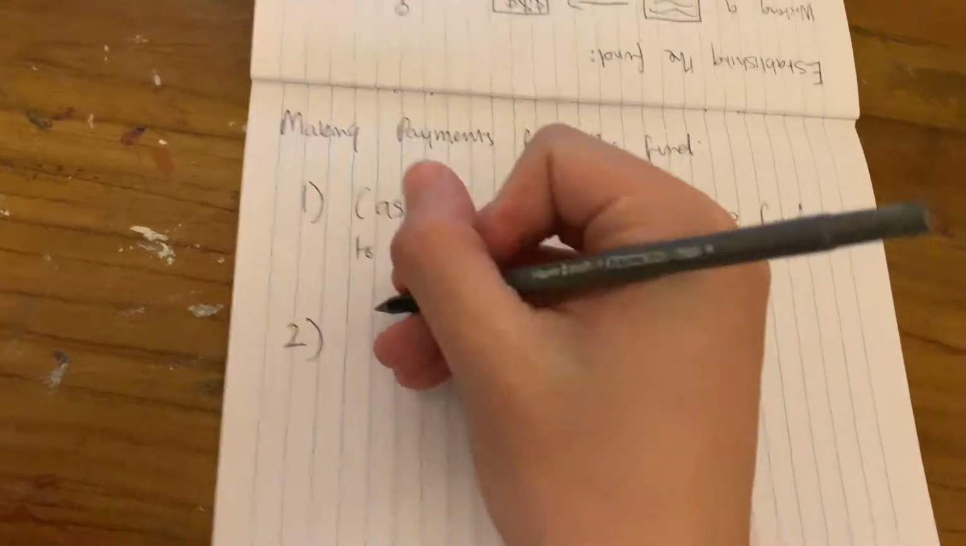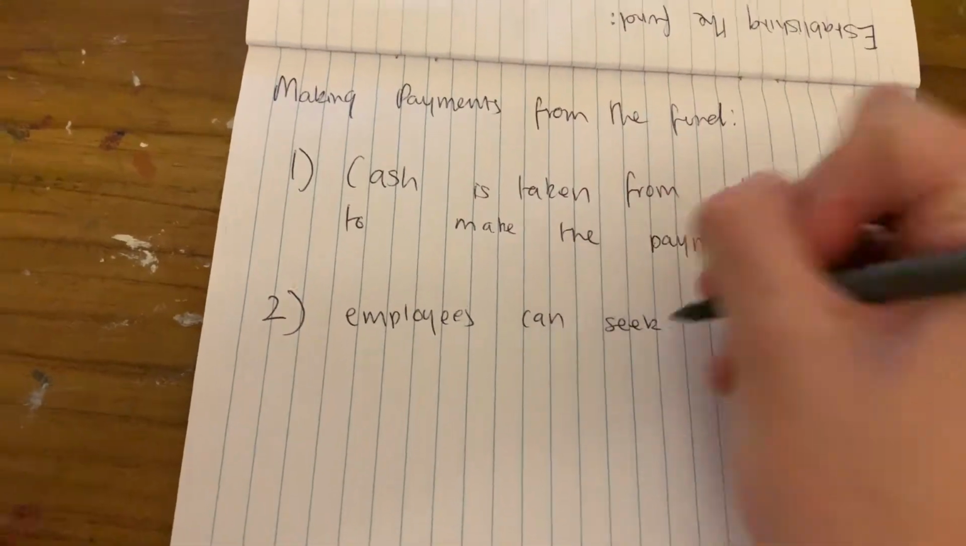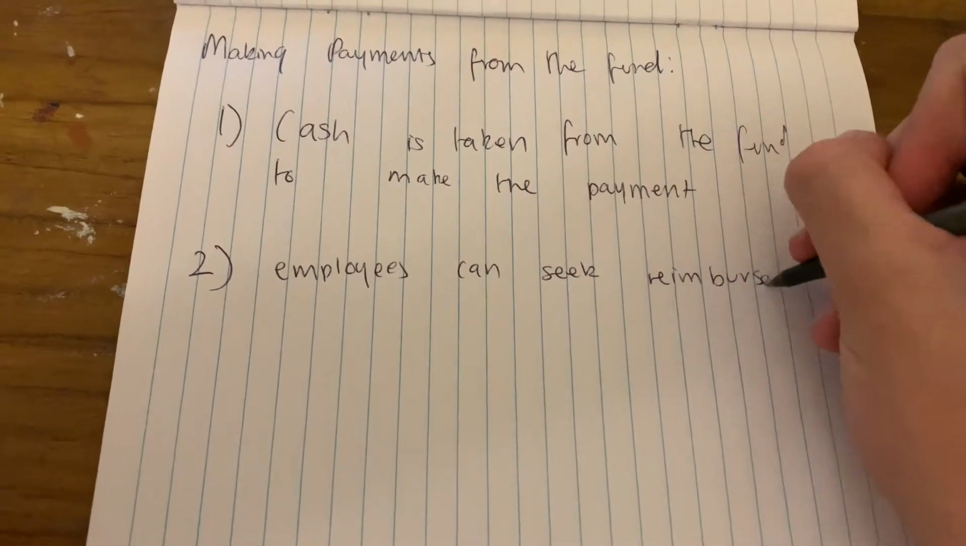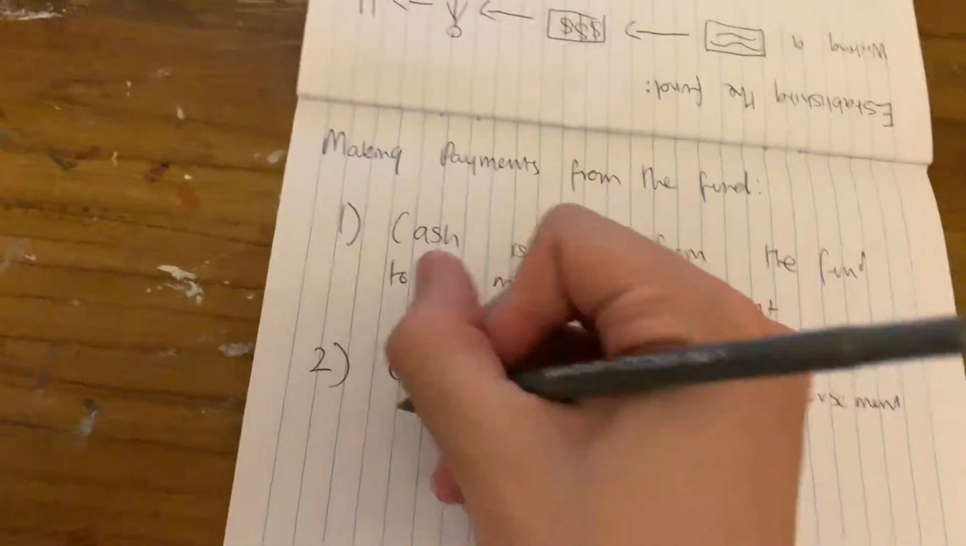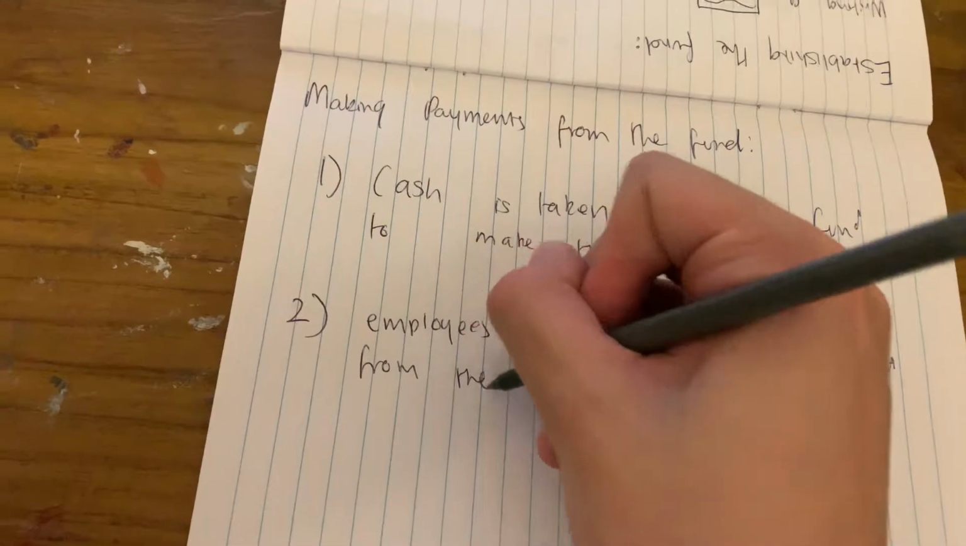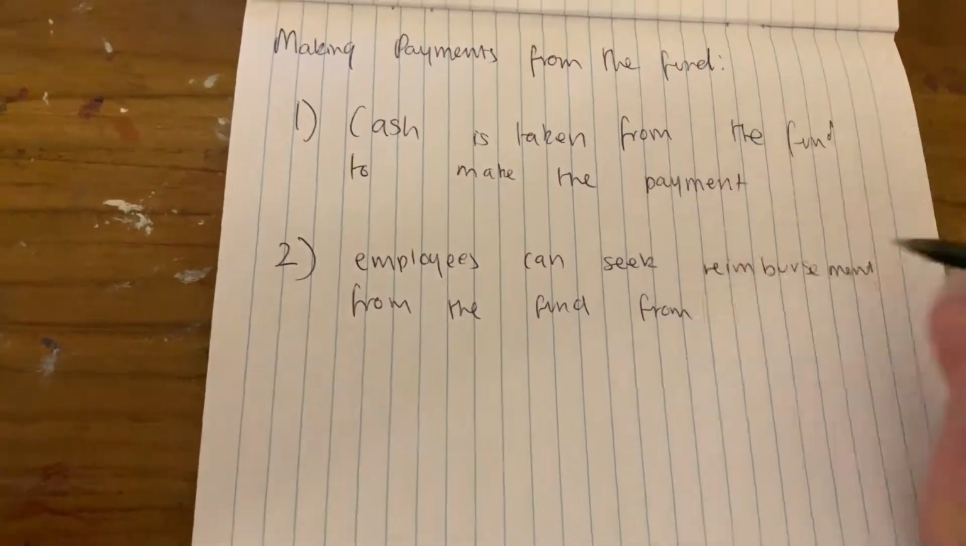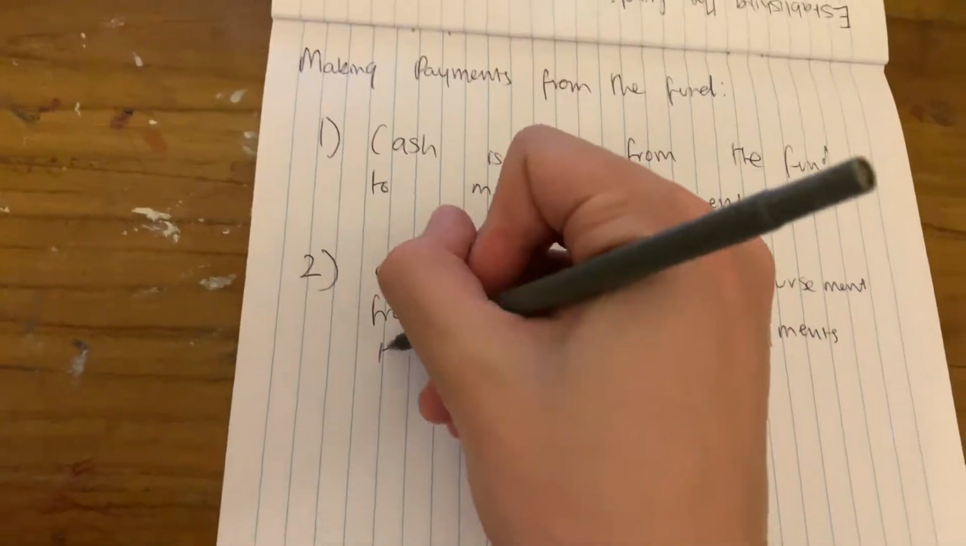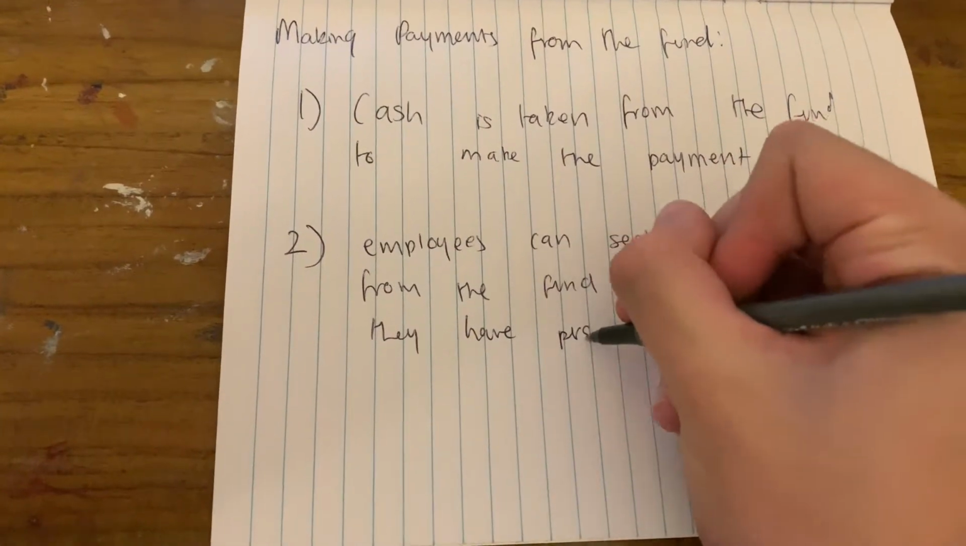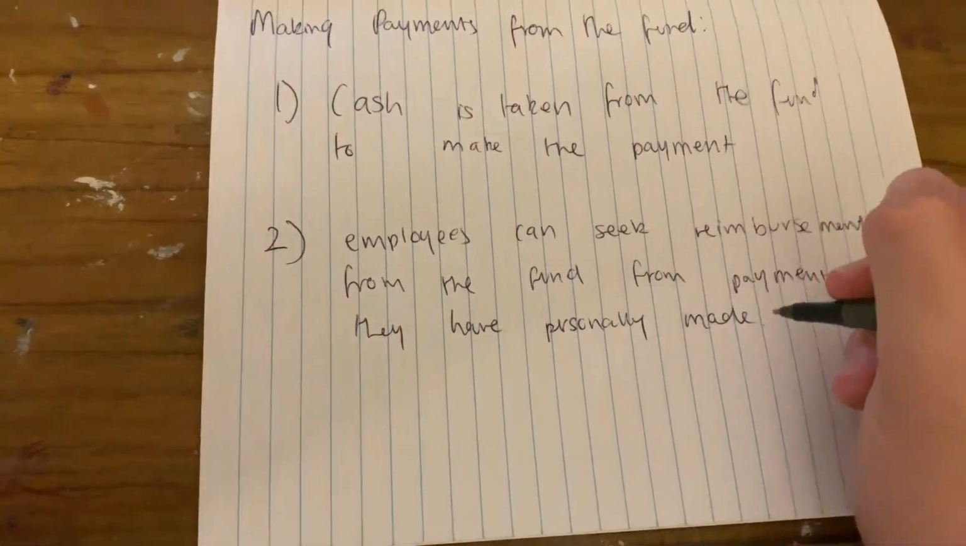Now we move on to making payments from the fund. After the fund is established, the cash is used to pay for relevant expenditures, which is generally done in one of two ways. Firstly, cash is taken from the established fund to make the payment. Secondly, employees can seek reimbursement from the fund for payments that they have personally made. No journal entries are made, hence making it important for the custodian to collect receipts.